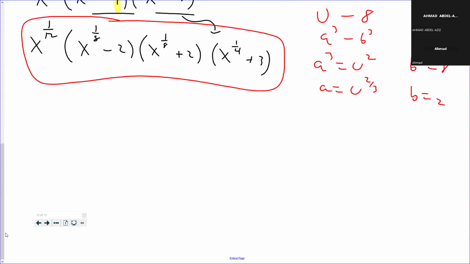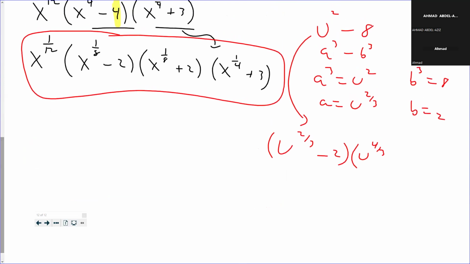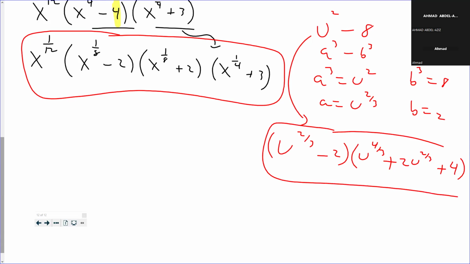So what you end up getting is that this is going to factor out to u to the 2/3 minus 2 times u to the 4/3, which is u squared. I just cut off. Minus or plus ab, so plus 2u to the 2/3 plus 4. That's what you end up getting. Because it doesn't matter what it is, you can always make it into a cube by just dividing the exponent by 3. I just wanted to make sure again, you said we're not going to do a factoring pattern, right? I didn't say that. No.